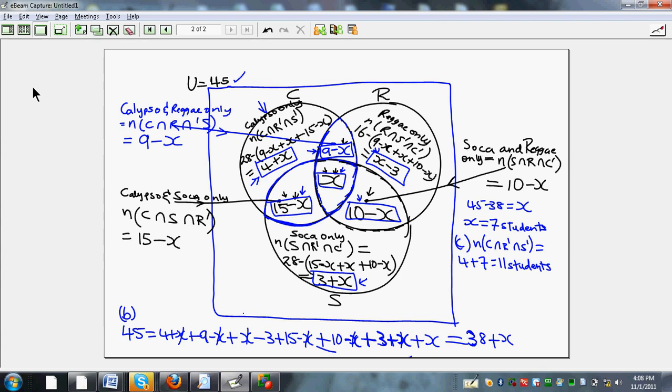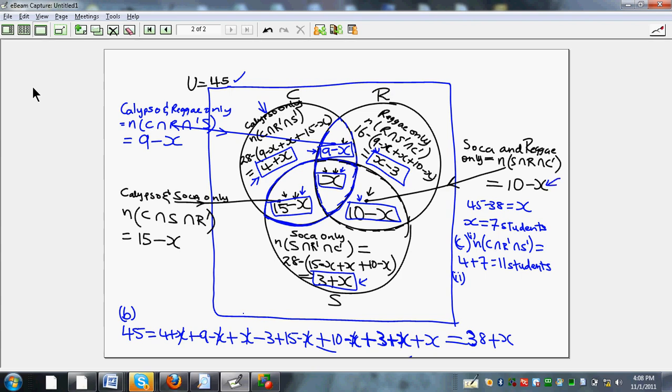And then the last part, which is C part 2. This was C part 1. C part 2 now. In C part 2, they wanted us to find out those that like reggae and soca only. Reggae and soca only will be where? Reggae intersecting with soca only. Soca and reggae only is 10 minus x.